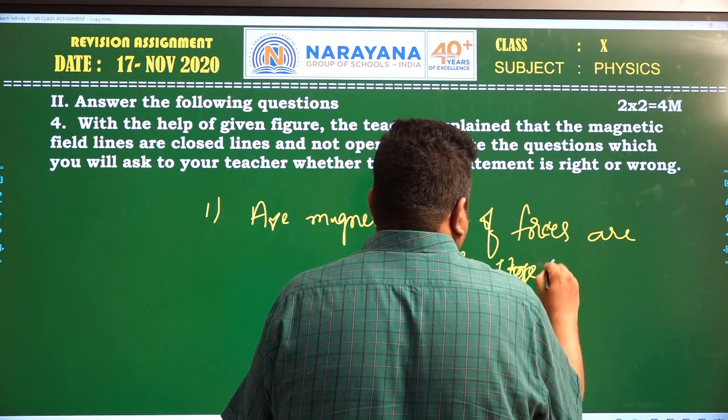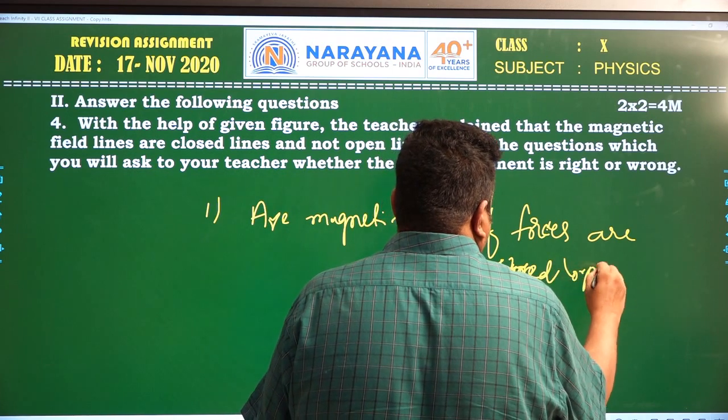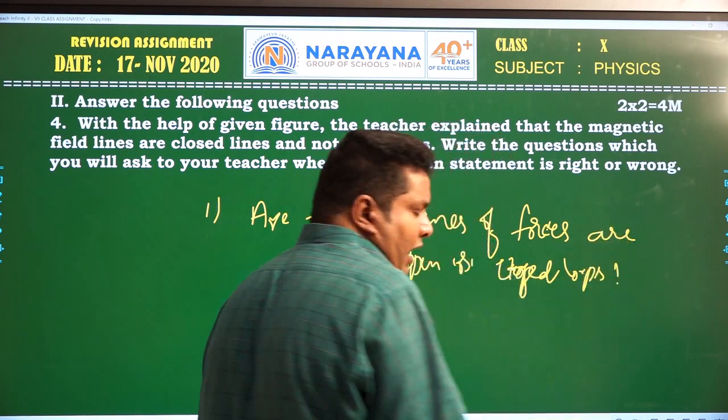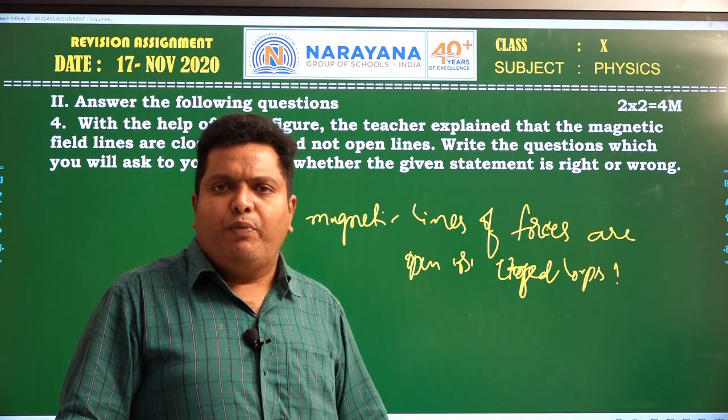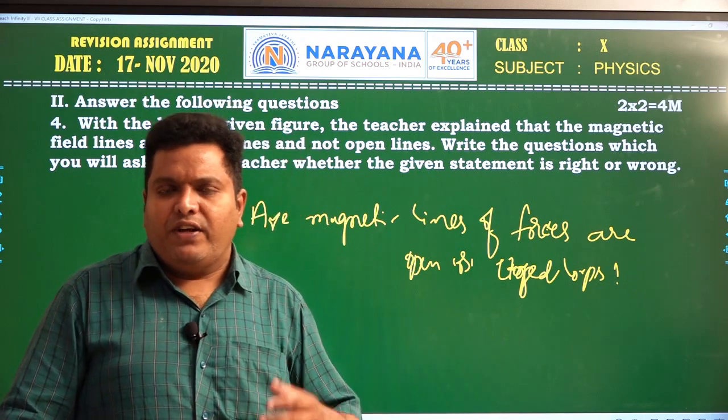Closed. This is nothing but closed loops. Can you explain? Are magnetic lines of force closed or open loops? This is the first question.